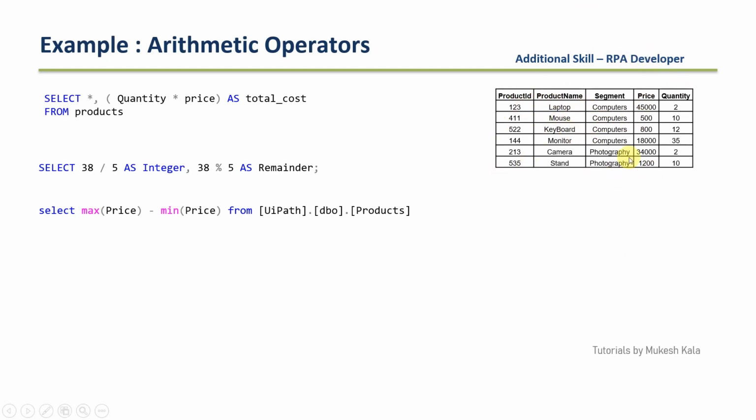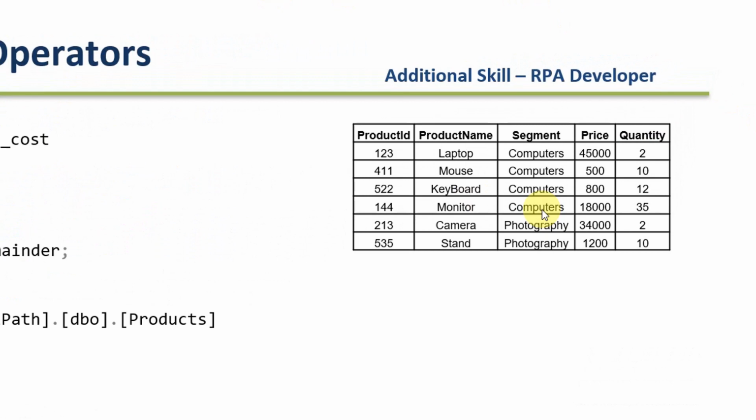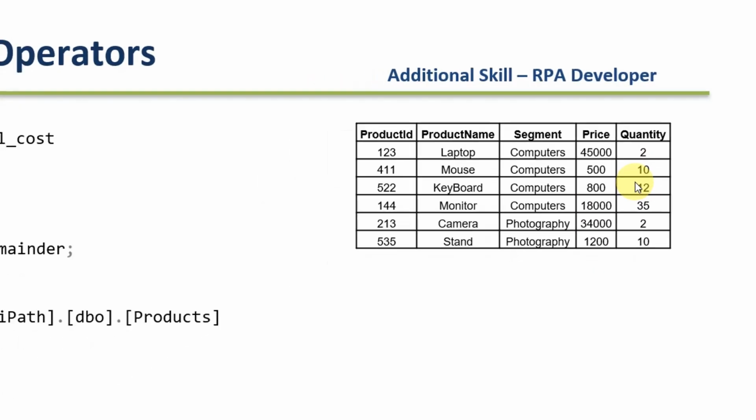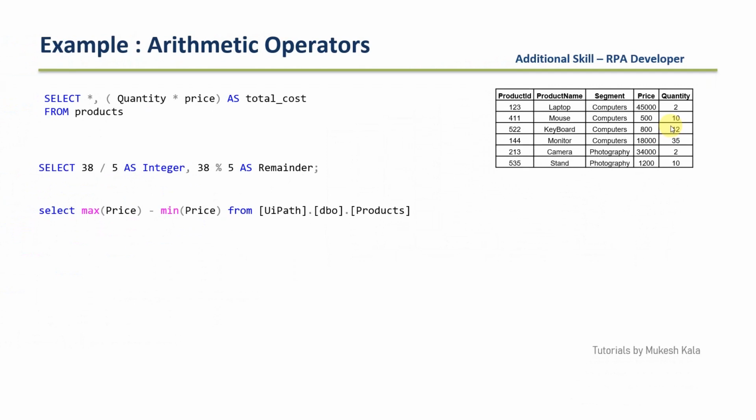So for example, I want to simply multiply the quantity and the price, right? If I multiply quantity and the price here, it will give me 90,000. Here it should give me 5,000. Here it should give me 96,000, right? But if I want to do it for all these, how can I do that? I cannot do one by one. So I can always use this, and this is the query, right?